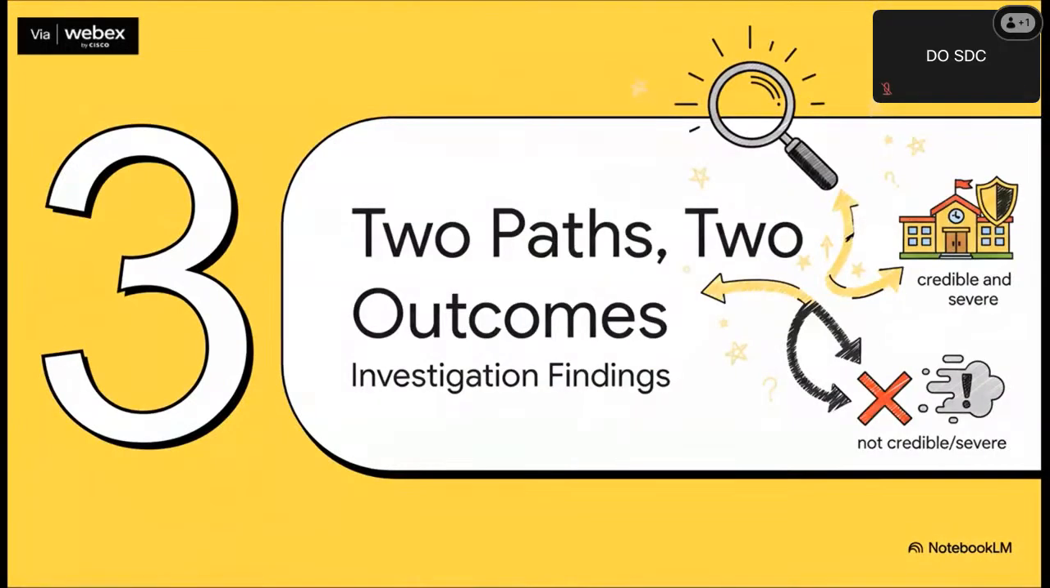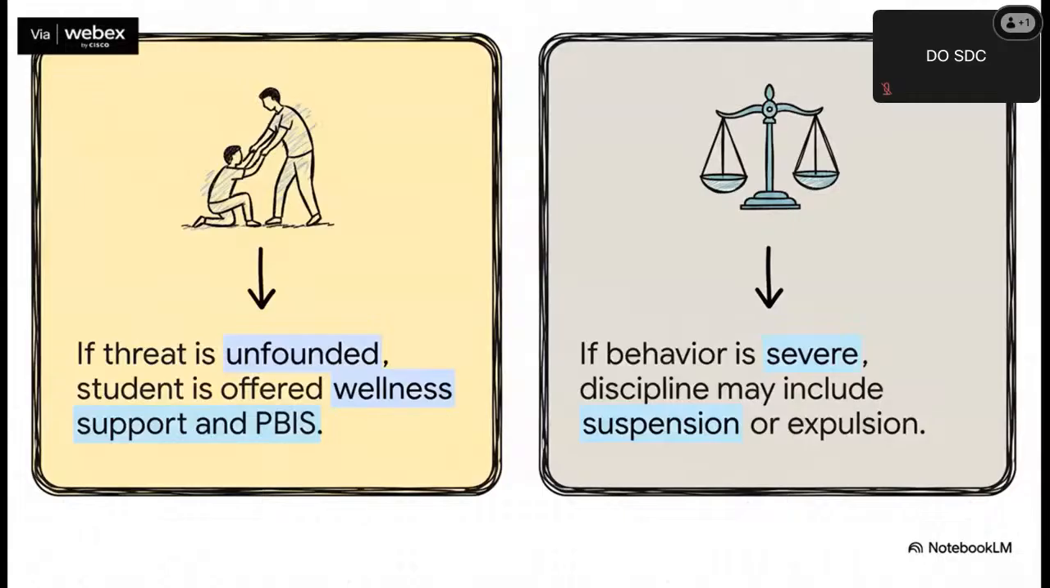It's kind of like a fork in the road. The process splits into 2 completely different paths, and it all depends on whether that threat was credible and severe. And this lays out those 2 paths perfectly. On one hand, if the investigation finds the threat was unfounded, the focus immediately shifts to support.